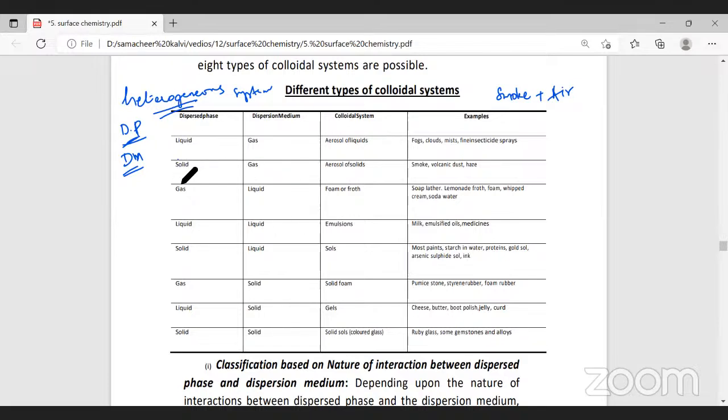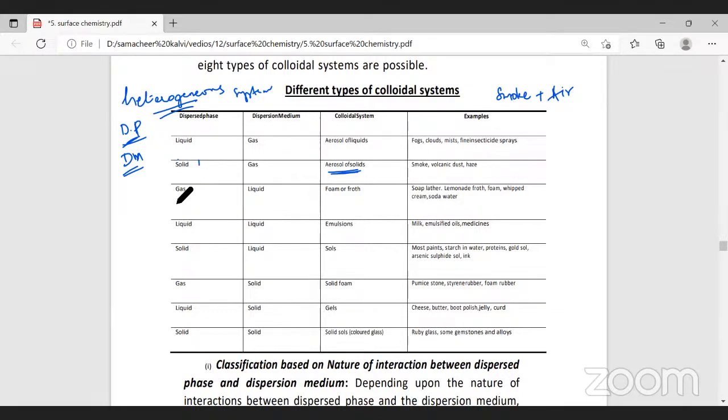Now the second one: the dispersed phase is solid and the dispersed medium is gas. Solid particles distributed in gas are called aerosols of solids. In both, the dispersed medium is gas, but the dispersed phase is different. In case of liquid, it is aerosol of liquid. In case of solid, it is called aerosol of solid. Examples are smoke, volcanic dust, haze. All these are examples of aerosols of solids, a colloidal system.